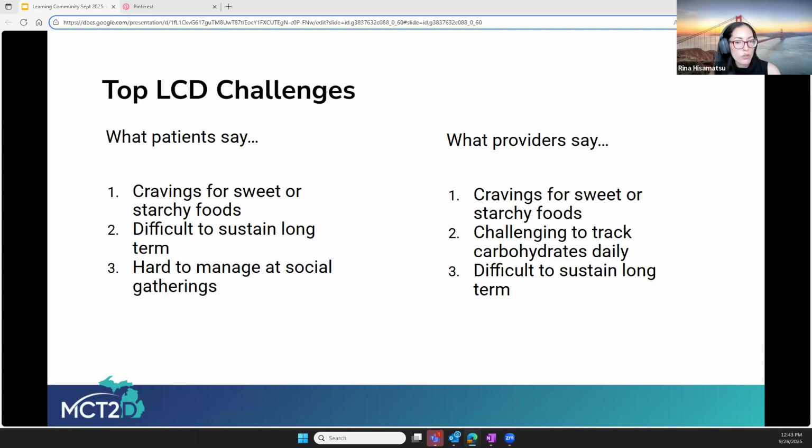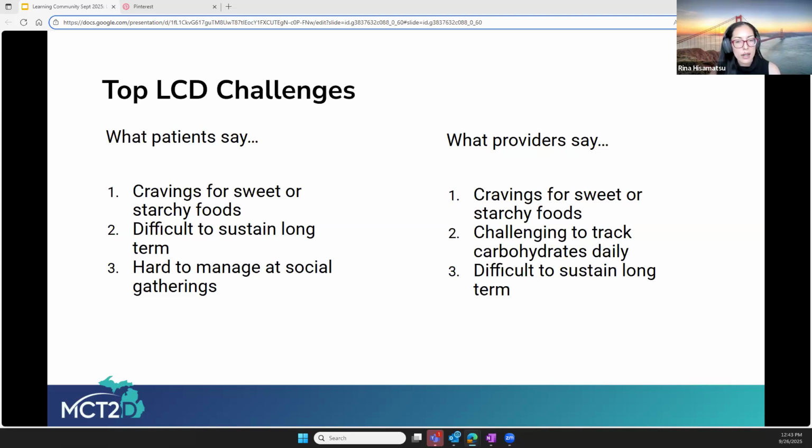Okay, now we look into what patients say are their top challenges versus what providers hear from patients or maybe perceive as biggest challenges about low carbohydrate eating patterns. So in both, actually, the top challenge related to low carb eating patterns from both the physician and patient perspectives was cravings for sweet and starchy foods. Patients also mentioned that their challenges included difficulty to sustain long term, as well as hard to manage at social gatherings. Providers also mentioned challenges to track carbohydrates on a daily basis and difficulty to sustain.